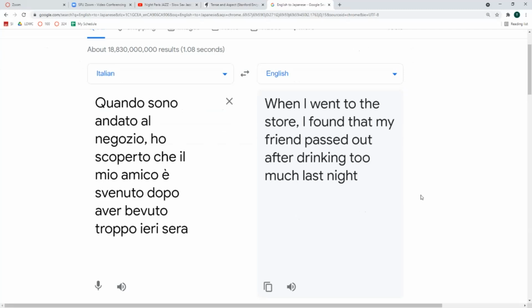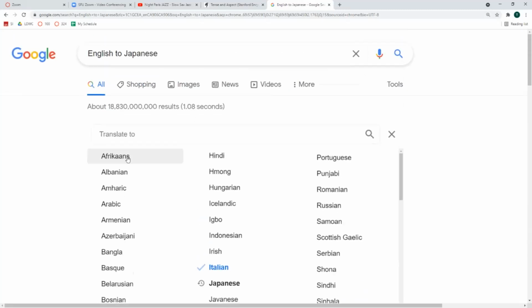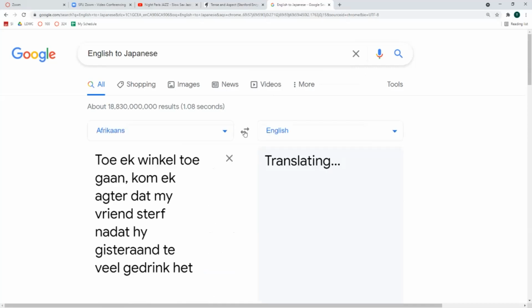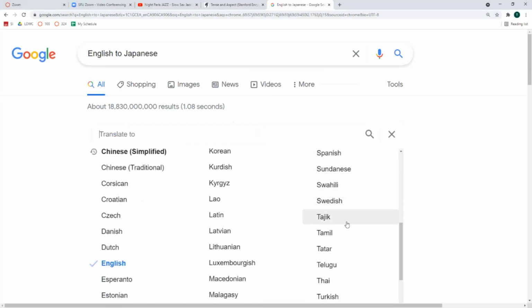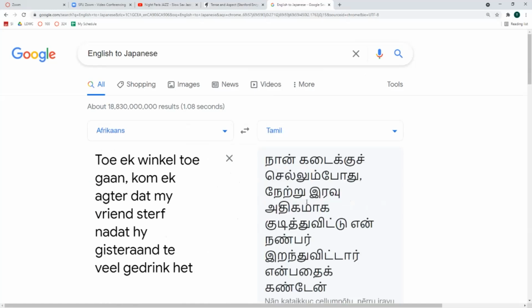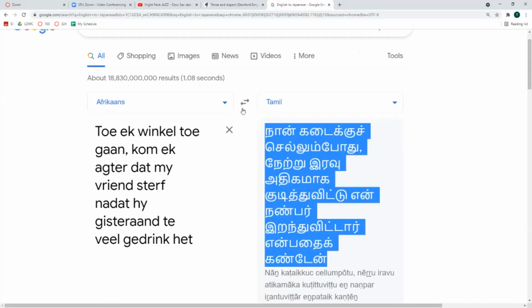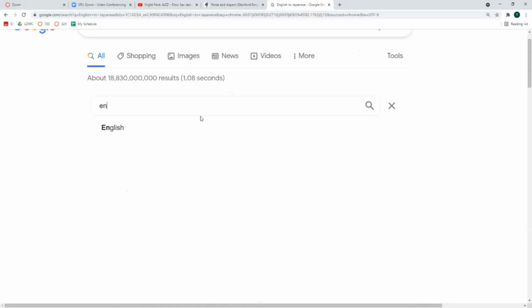Oh, wow, this is amazing. It actually is working. Okay, this isn't what I expected at all. So actually, English to Italian to Chinese is pretty good. If we did something like to Afrikaans, to Tamil, and then back into English.